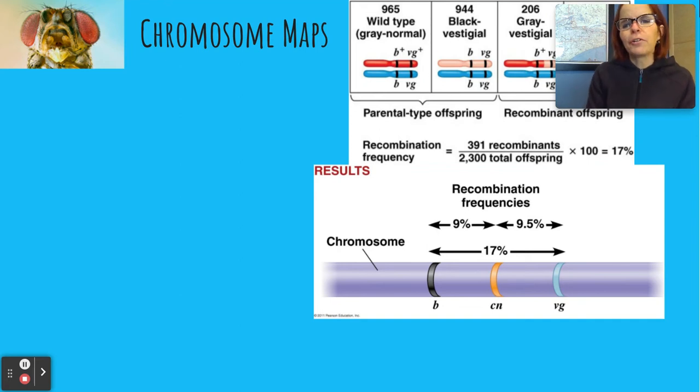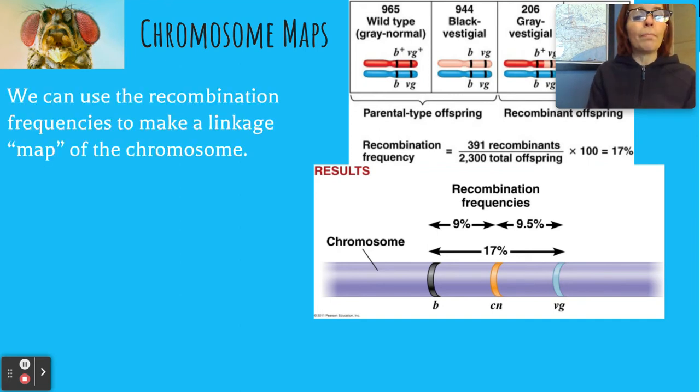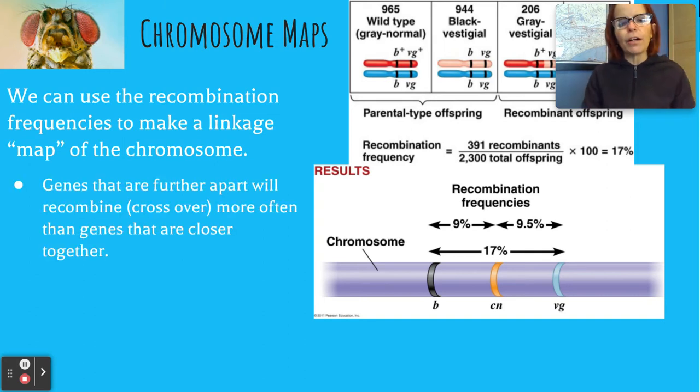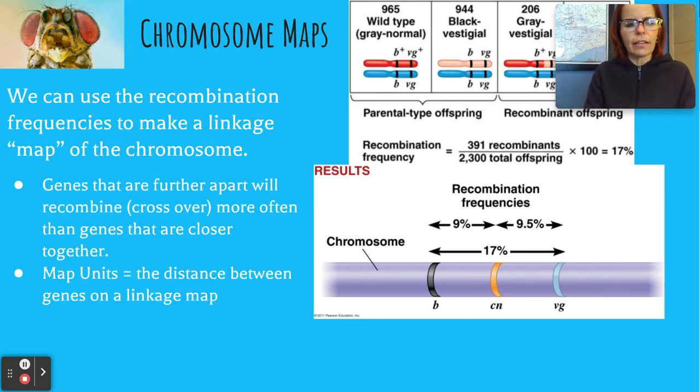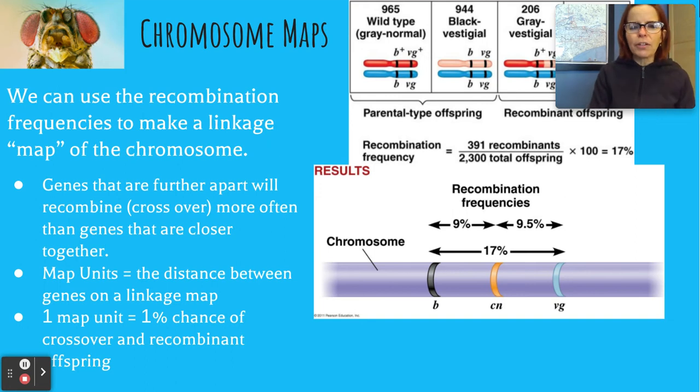So now we're going to create something that's called a chromosome map. We can use the recombination frequencies to make a linkage map of the chromosome. Genes that are further apart will recombine or cross over more often than genes that are closer together. Map units on one of these maps are like an inch or a centimeter. They're called map units, and it's the distance between genes on a linkage map, and one map unit is equal to a 1% chance of crossover and recombinant offspring.